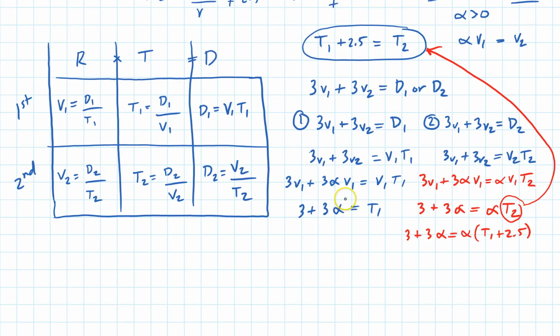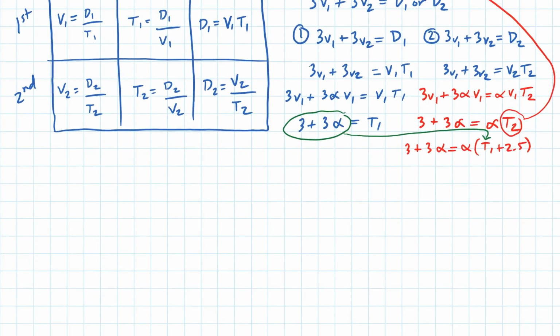Then I substituted this in to here. Alright, and I got 3 plus 3 alpha equals alpha times 3 plus 3 alpha plus 2.5. Okay. Then you can use the quadratic formula, and eventually you're going to get alpha equals 2/3.